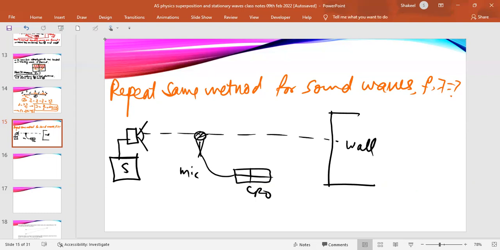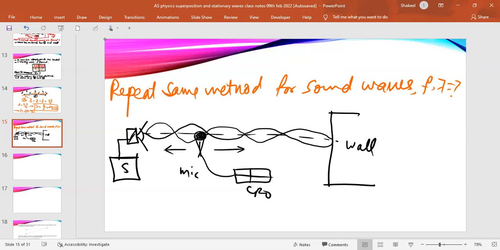So what you will do is, you'll do the same thing. You will switch on the loudspeaker, and then the sound wave will go towards the wall, and then it will be reflected back, and then a standing wave is formed. And then you will move your mic for a set distance to measure the wavelength and frequency. Okay, there is one special thing, that it's not every time that standing waves are formed when you switch on the sound source and move the mic.